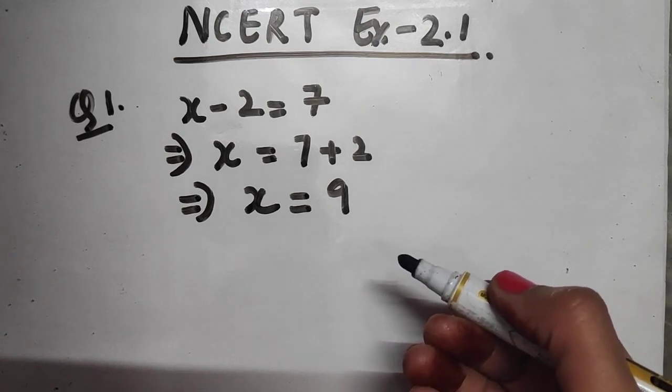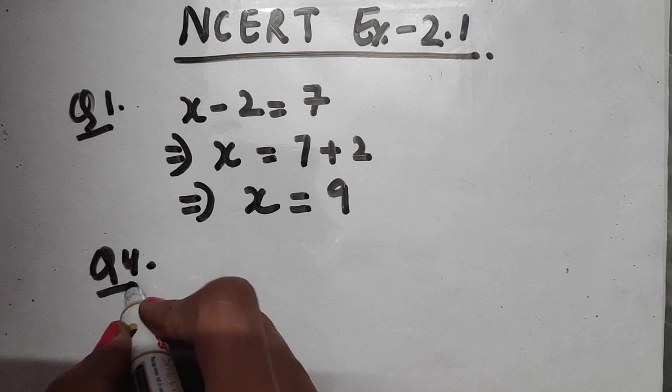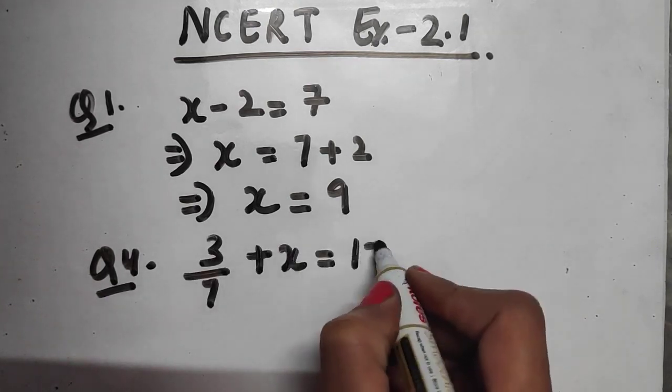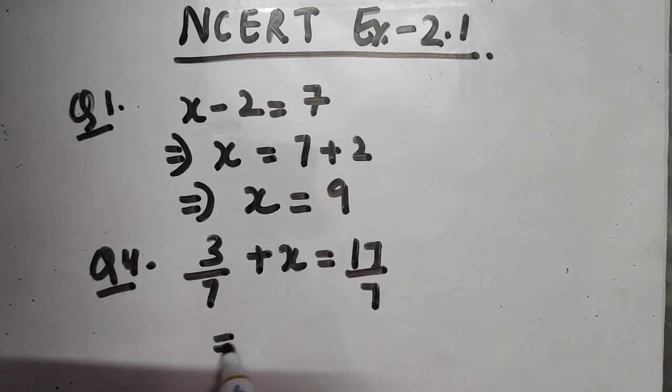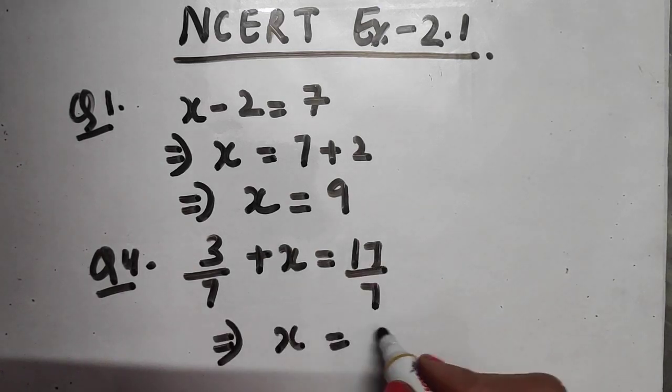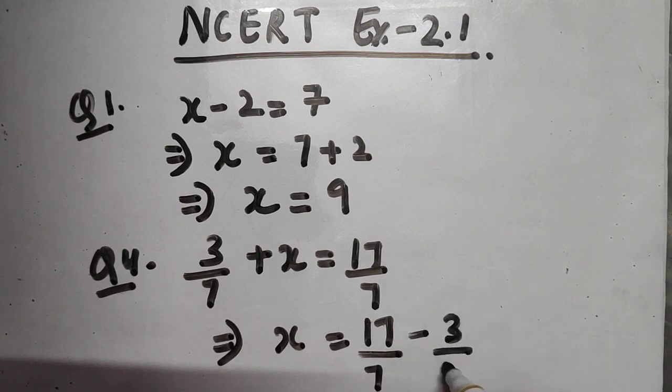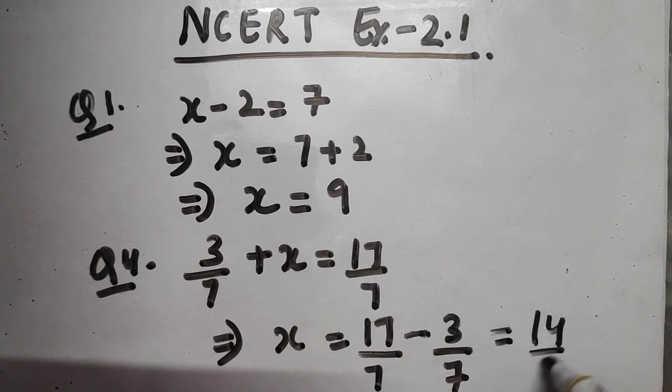Next I am going to solve question 4. Question 4 is 3 by 7 plus x is equal to 17 over 7. Now I am keeping x on this side. I am shifting or transposing this 3 by 7 to the other side. So it will be 17 over 7 minus 3 over 7. And I hope, dear children, you are very well aware how to subtract rational numbers. So that will be equal to 14 over 7, and that will be equal to 2. So your answer is x is equal to 2.